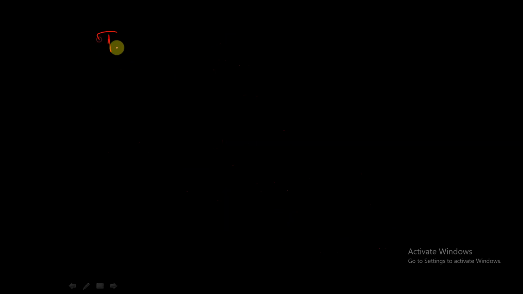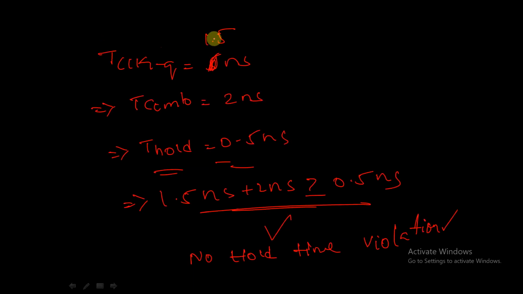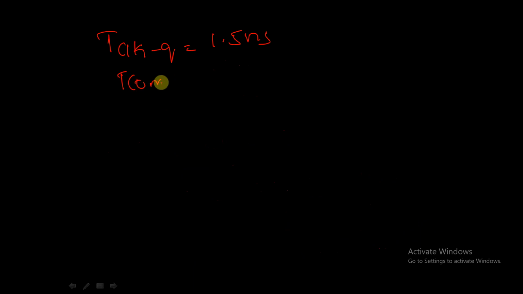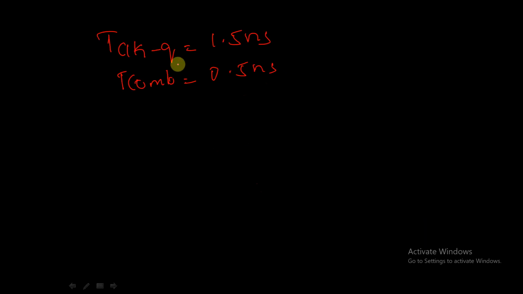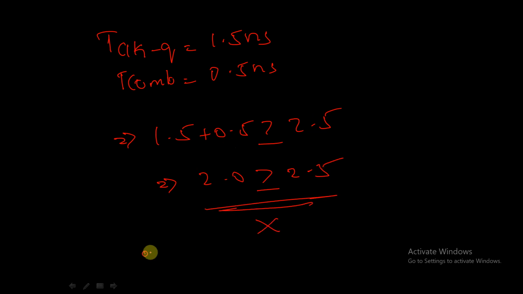And what if t clock to q is 1.5 nanoseconds and t combinational is 0.5 nanoseconds, and let's say t hold here is 2.5 nanoseconds? What happens? 1.5 plus 0.5 should be greater than or equal to 2.5. It is nothing but 2 nanoseconds. Not valid, right? So there will be a hold time violation.